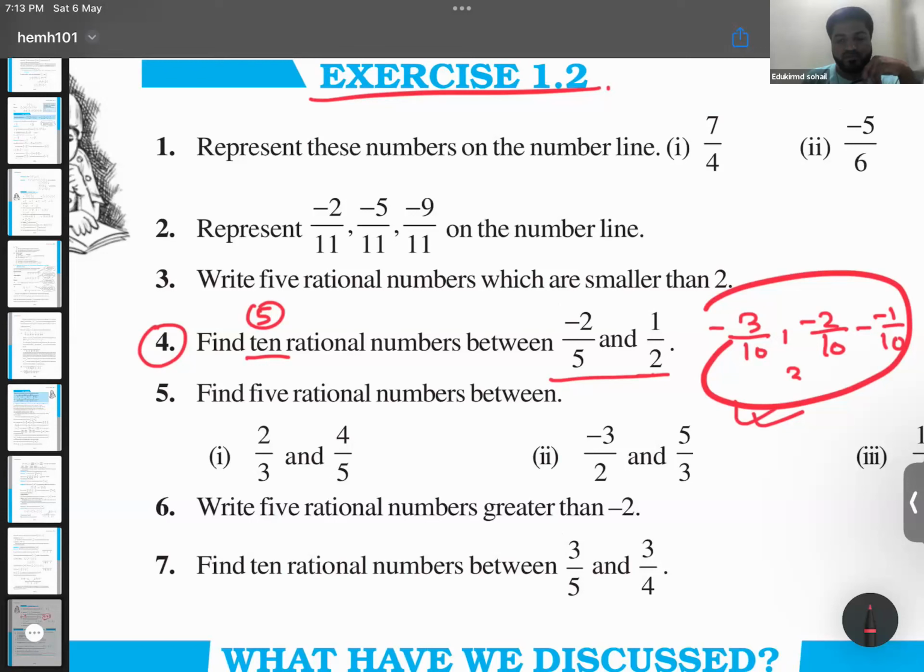So what are the steps here? What is the first step which we have to do here? You have to take the LCM of 5 and 2. In doing so, we also equate the denominators. Both the denominators of these fractions become equal, and then it becomes very simple to find the values.